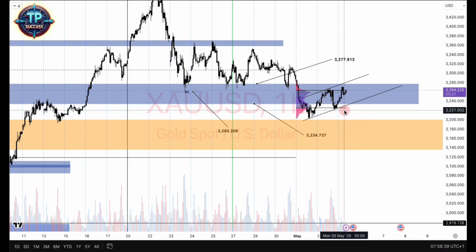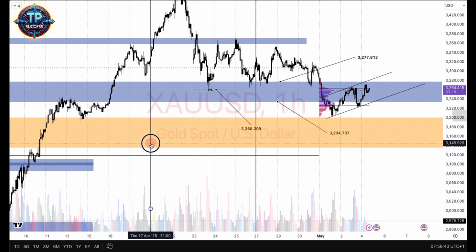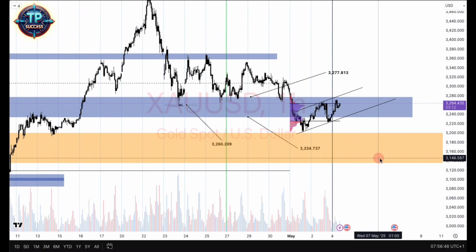So moving forward, let me just adjust this area real quick, so at least we can have a look to see what we really need to be focused on for this week moving forward. We need to keep an eye on the proper stuff.